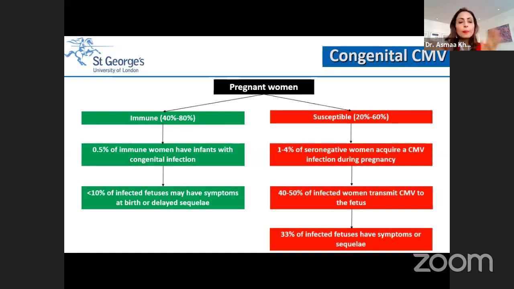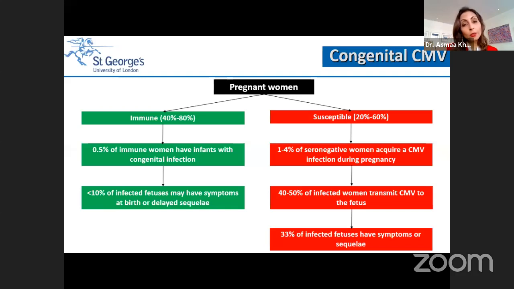So if you take the pregnant women, some of them will already have had CMV in the past, and therefore they are immune, but about 20 to 60%, depending on your population, have never been exposed to CMV before, and therefore they're called susceptible. Obviously, the susceptible group are the ones more likely to get primary CMV or seroconversion during the pregnancy, and this is the group that will have the highest problem. Of this group, the rate of seroconversion during pregnancy is about 1 to 4%. Of those who seroconvert and get primary CMV infection, 40 to 50% will transmit the virus to the fetus. And of those, about a third of these babies will have symptoms or problems.